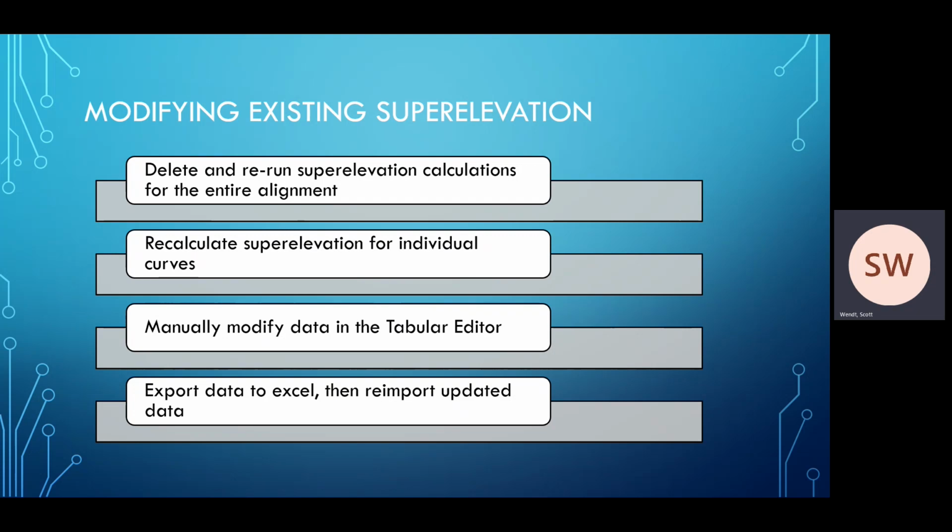We saw in the tabular editor, we can modify what's in there. We can change the station values or cross slopes. We can add or remove stations from the tabular editor. And then we can also, if we have a lot of stations that we need to change or a lot of data that we need to add or remove, we can export that data to Excel, update it in Excel, and then re-import it to our alignment.